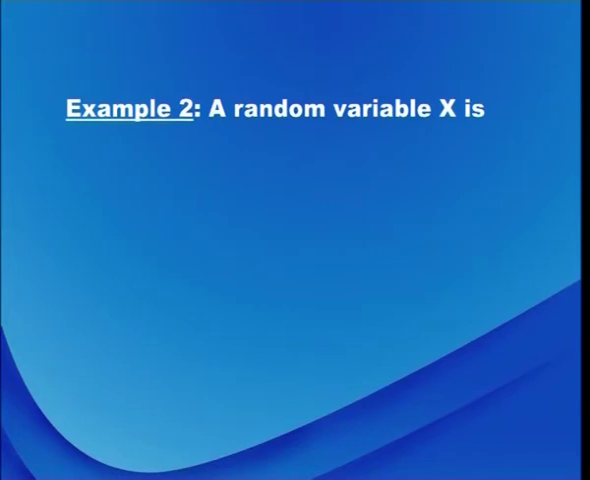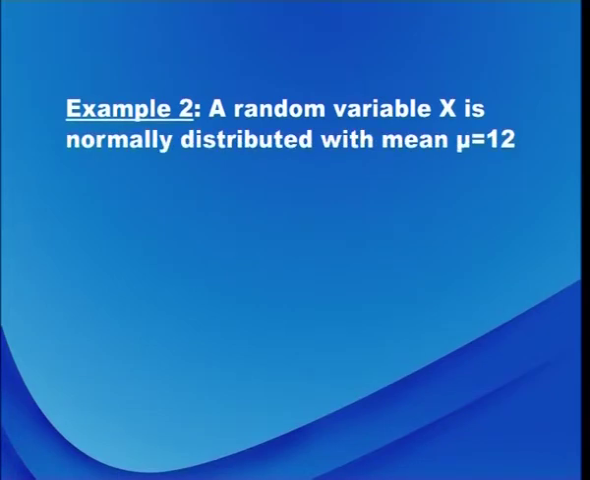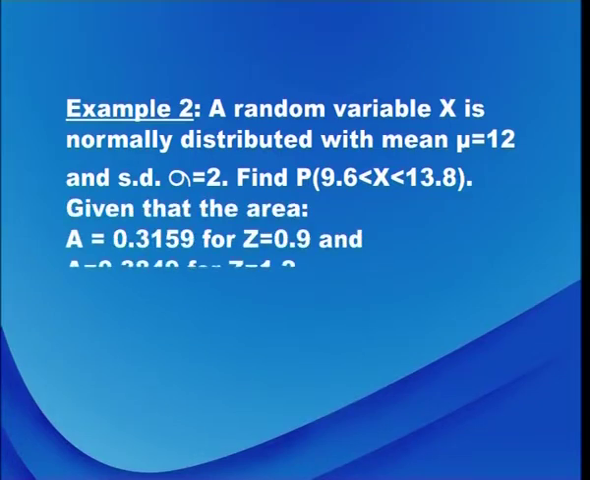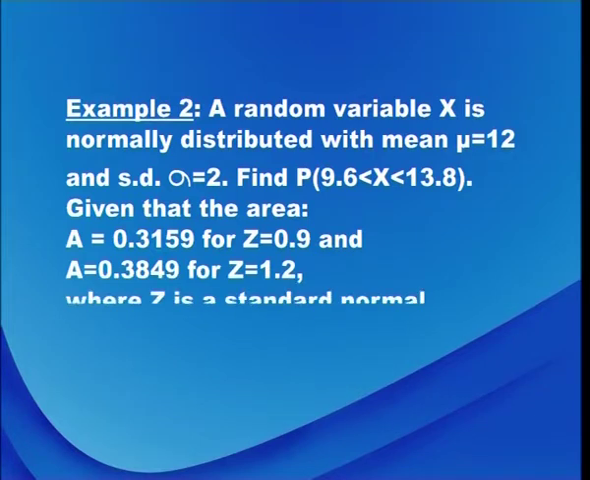We have thus reduced the required number of tables of normal curve areas to one, that of the standard normal distribution. We'll see one example. A random variable X is normally distributed with mean mu equals 12 and standard deviation sigma equals 2. Now find probability of 9.6 less than X less than 13.8. Given that the area A equals 0.3159 for Z equals 0.9 and A equals 0.3849 for Z equals 1.2, where Z is the standard normal variate.